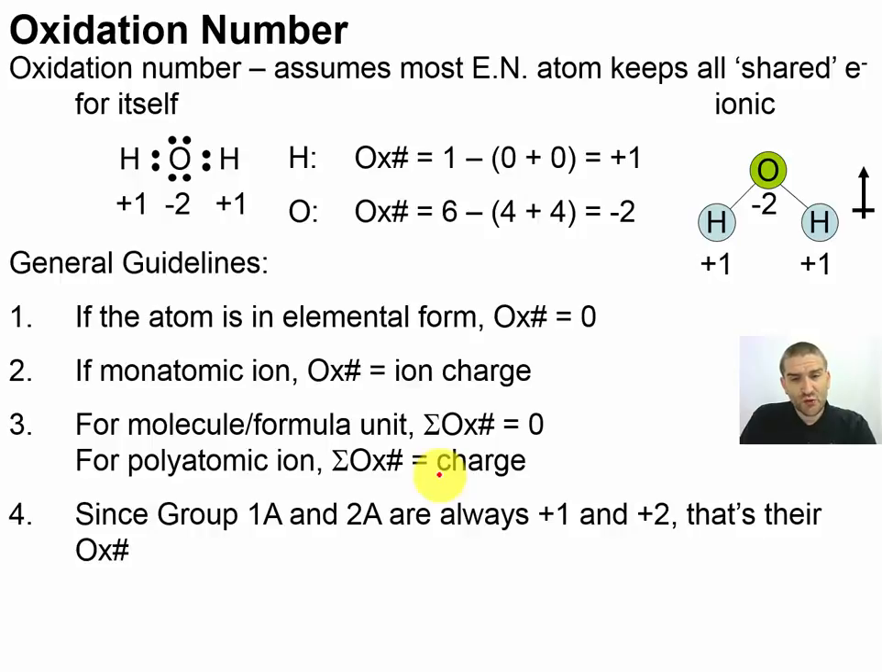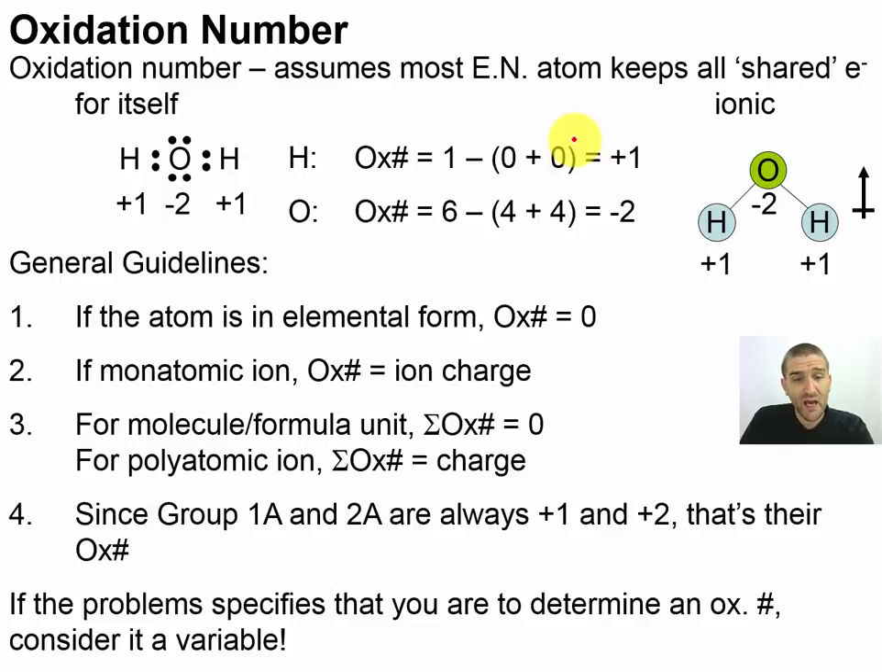Now, the fourth rule is that since group 1A and 2A are always going to be +1 or +2 for their charge, that will be their oxidation number. Everything in hydrogen's column, column 1, will be a +1 oxidation number. Everything in the same column as calcium will be a +2 oxidation number. There are a couple of other rules the textbook will mention, like oxygen will always end up being O2-, so its oxidation number will always be -2, unless it's in a peroxide. I'll show the peroxide example in just a moment.